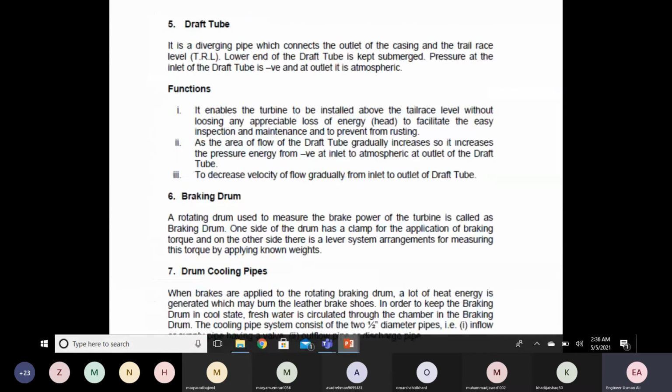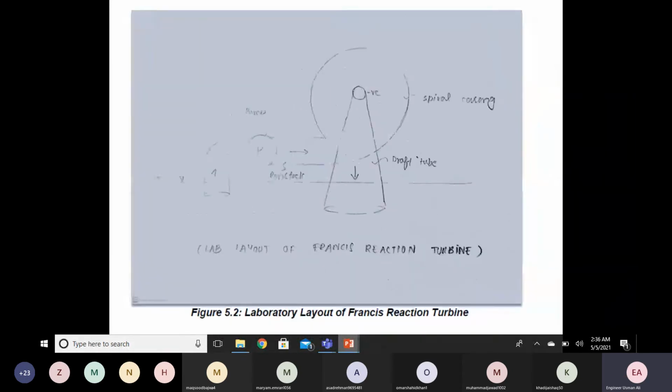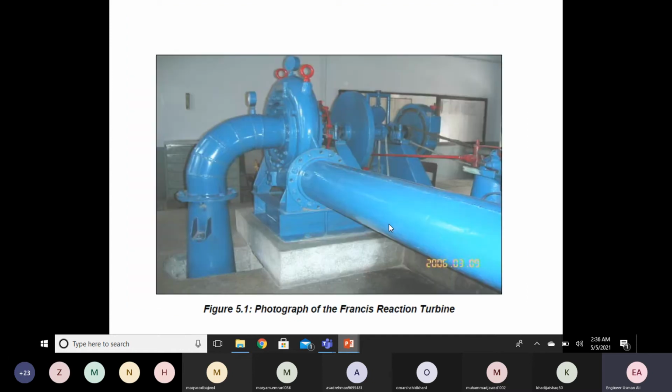Draft tube. So it is a component which is not the part of the Pelton wheel. It is only part of the reaction turbines. It is a diverging pipe which connects outlet of the casing and tail race level. I have shown in the diagram also. You can see that. So it connects the outlet of the casing having negative pressure to the tail race level in the laboratory and to the tail race channel in the field. And part of it is kept submerged in the tail race water. And its diameter is gradually increasing towards the tail race water.